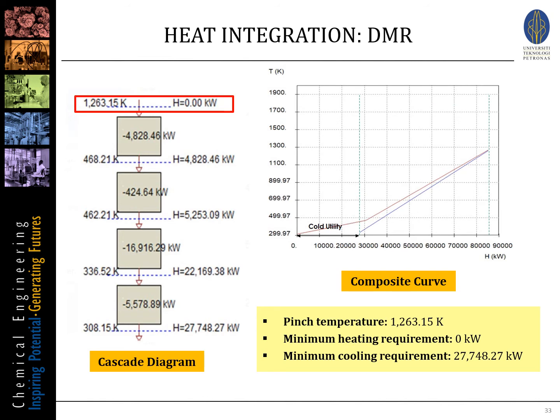Okay, moving on to the DMR. It can be observed from the cascade diagram that the pinch occurred at approximately 1200 Kelvin, giving the minimum heating requirement of 0 kilowatt and the minimum cooling requirement around 27,700 kilowatt. While from the composite curve for the DMR process, the same as CO2 purification, the heat flow of the process is demonstrated by showing the temperature difference between the hot stream and the cold stream, as indicated by the red and the blue line.